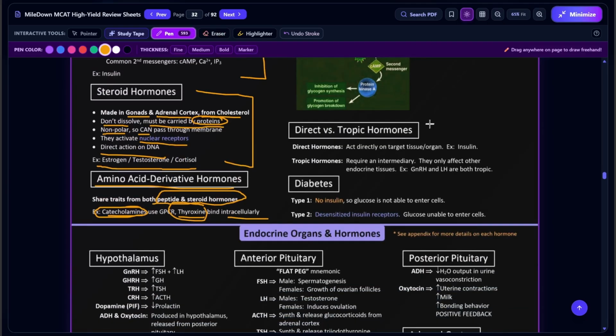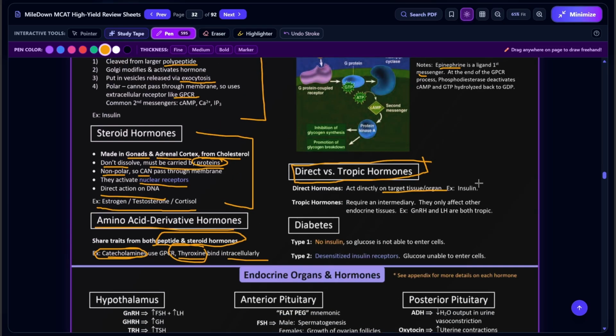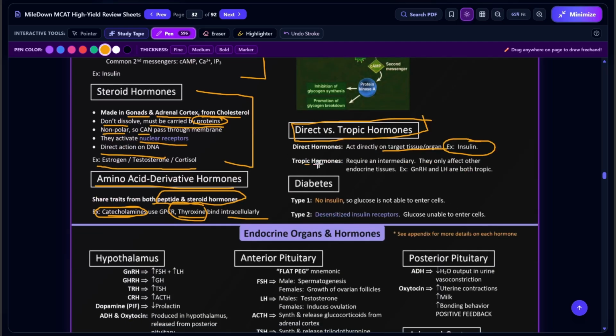And then for direct versus tropic hormones, what are they? Direct hormones act directly on the target tissue or organ. An example of that is insulin. Tropic hormones require an intermediary, and they only affect other endocrine tissues.